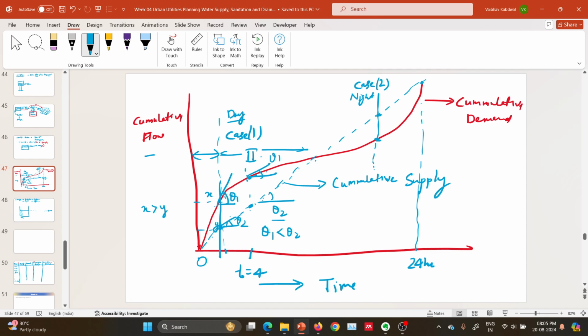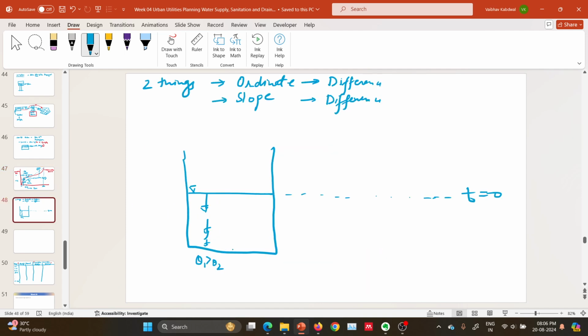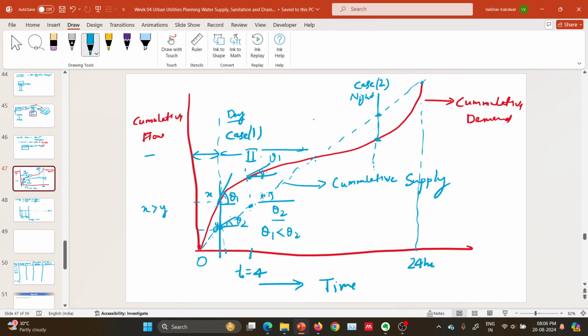So here the supply is still less than this, but the slope of supply is more, so it will fill. Slope of supply is more, so it will fill, because theta 1 is smaller than theta 2. Theta 2 is the supply curve, so the supply is more, so it will again fill here.